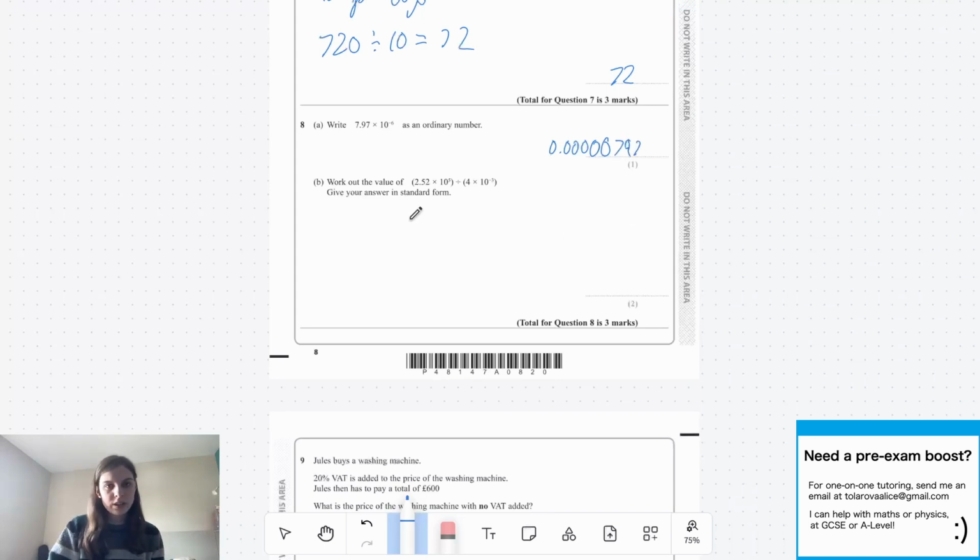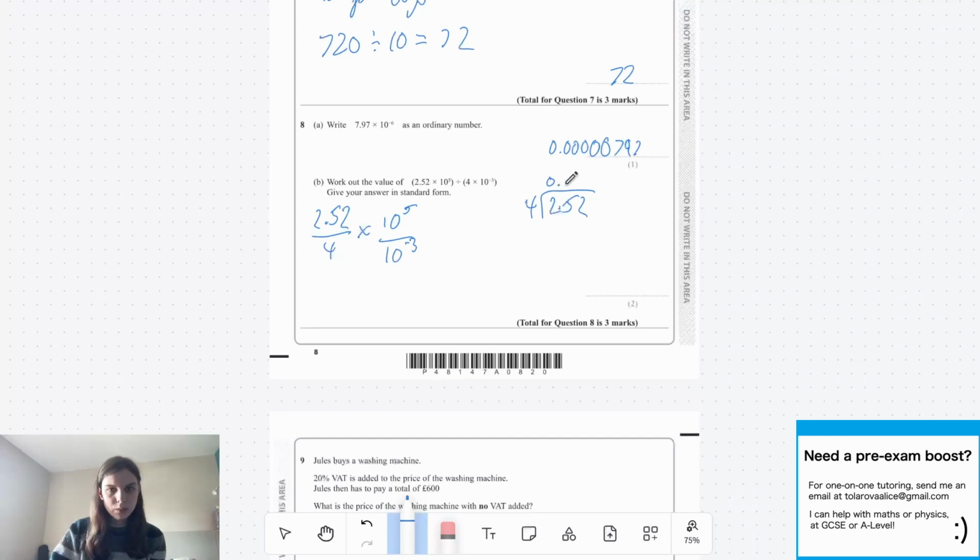Work out the value of this and give the answer in standard form. So we can actually split this up to make this a bit easier. We can split this up into this multiplied by this. This is perfectly okay, and it'll make our lives a little bit easier because we just have to do these divisions one at a time. So let's start by just doing the short division here to see what this comes out as.